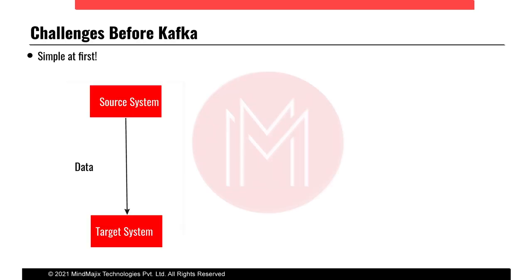Before explaining about Kafka, let me explain something. For example, there is a source system and there is a target system. Here the business need is very simple: the source system has to send some data, some messages, some information to the target system. As we have one source system and one target system, it looks very simple, right? The source system can directly connect to the target system and send a message. One source, one target looks very simple and straightforward.